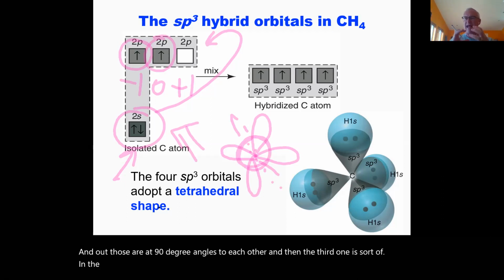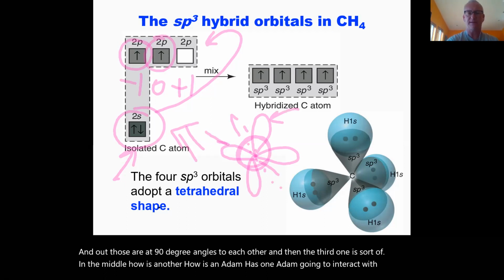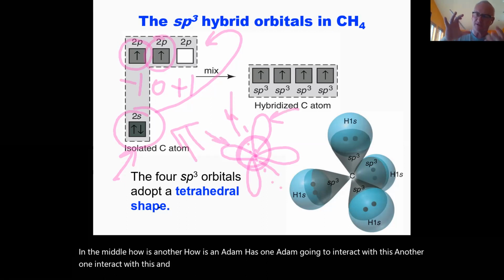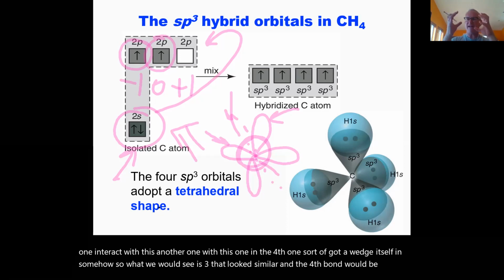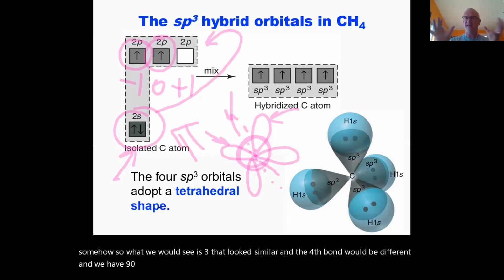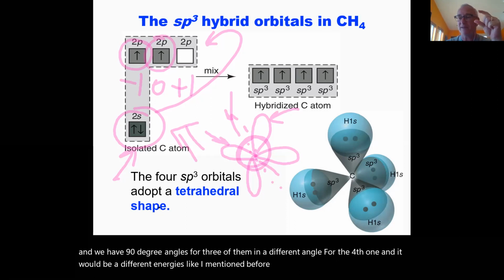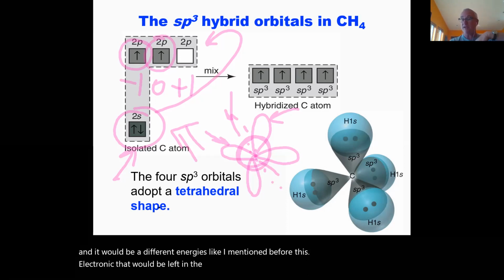How is one atom going to interact with this, another one interact with this, another one with this one, and then the fourth one sort of got to wedge itself in somehow. So what we would see is three bonds that looked similar, and the fourth bond would be different. And we'd have 90-degree angles for three of them and a different angle for the fourth one. And they would be at different energies, like I mentioned before. This electron that would be left in the s orbital would be at a lower energy than the three that would be in the p.